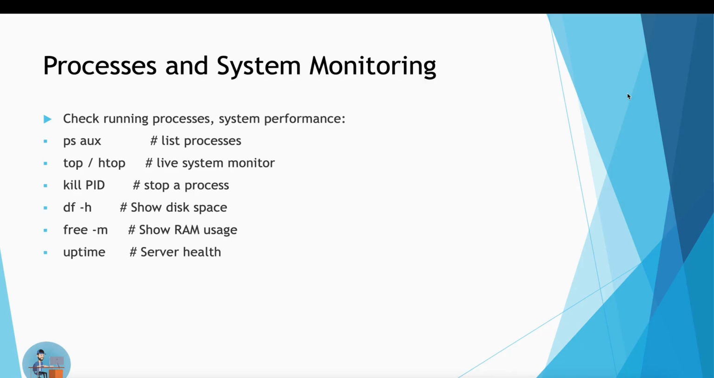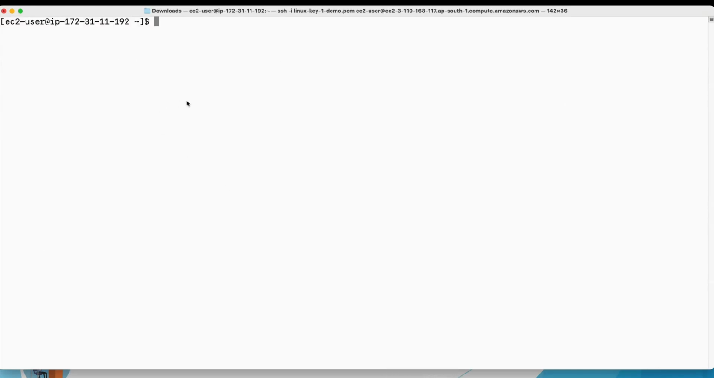Now let's see some process and system monitoring commands. These commands are very useful if you want to list the processes running on your Linux machine, view your system monitoring in real time, or stop a process which is taking lots of memory or consuming a lot of CPU. And if you want a view of your disk space, your RAM usage, and your server health, then these commands are really important. So let's get back to our Linux machine.